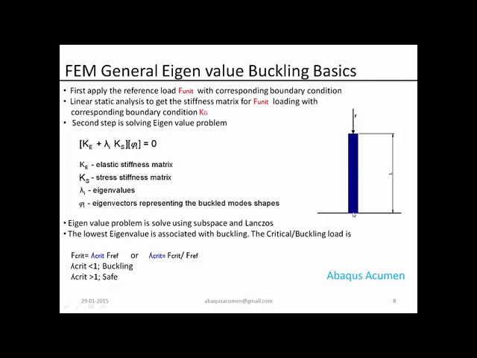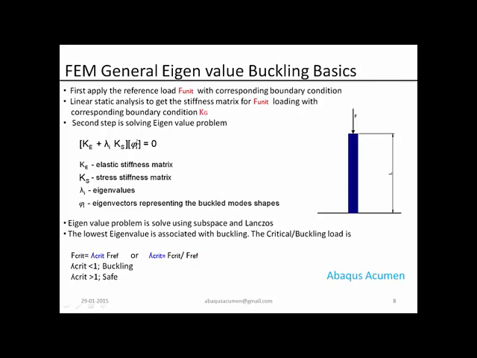So for example, if you have a column and you start compressing, the stress stiffness is negative, so overall the elastic stiffness and the stress stiffness will reduce, and there will be one point where there will be no stiffness in the structure, and at that point the structure collapses.